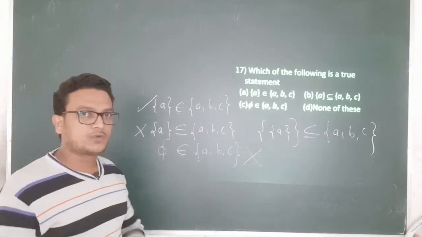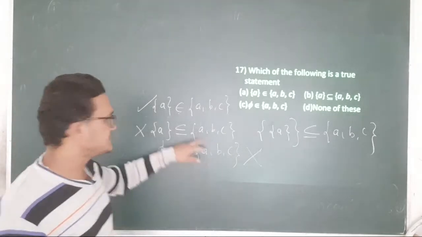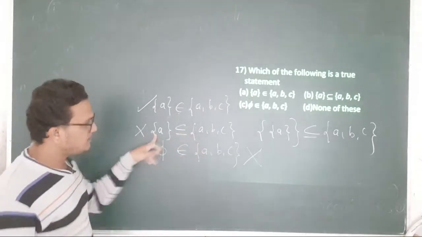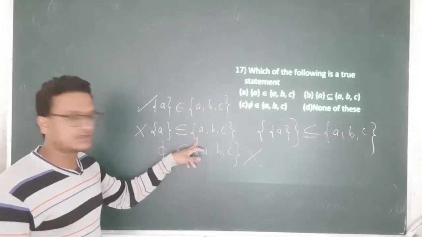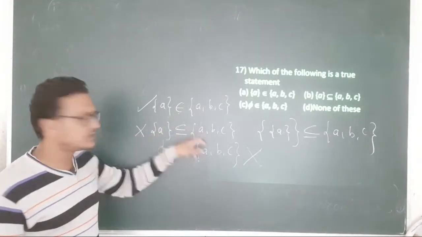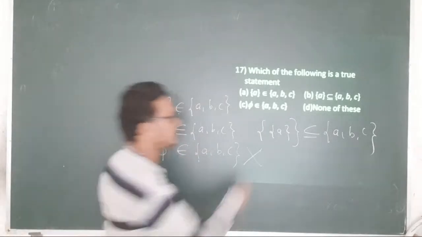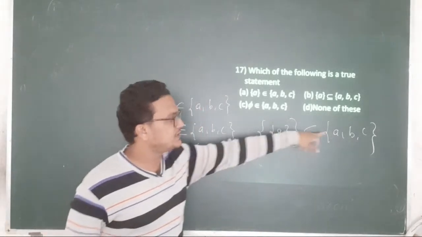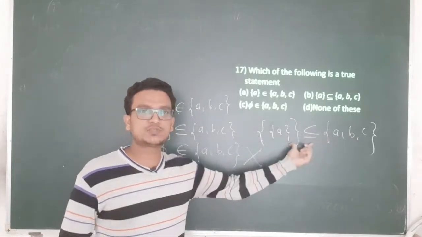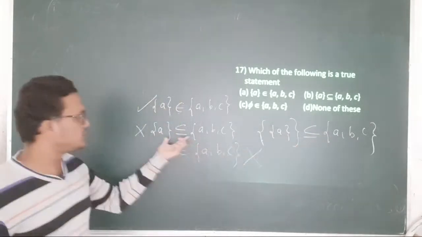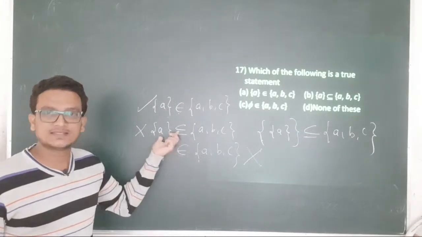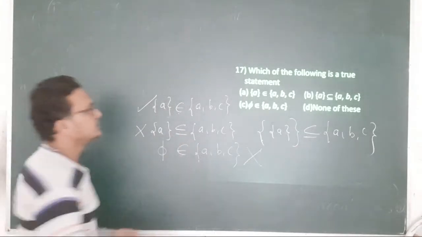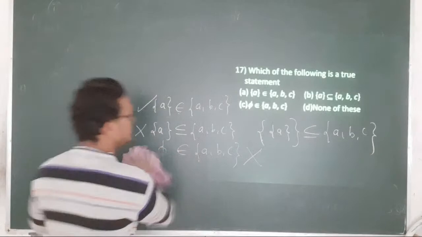So option B is not correct. I have given the justification: this is a member of this set, but not a subset. If you want to say this is a subset of this, then you must write it like this. See, I have written here, set A is a subset of A, B, C. This is going to be a subset, but this is not going to be a subset here. So that's why option A is correct here.